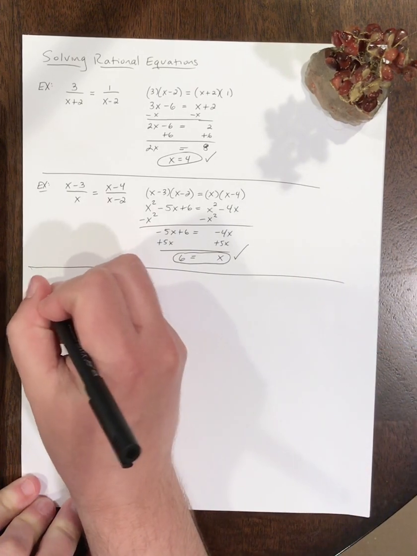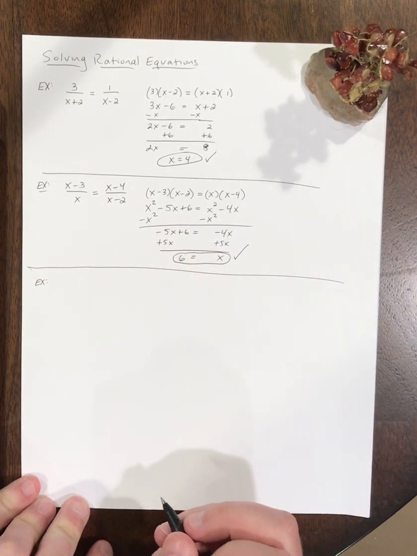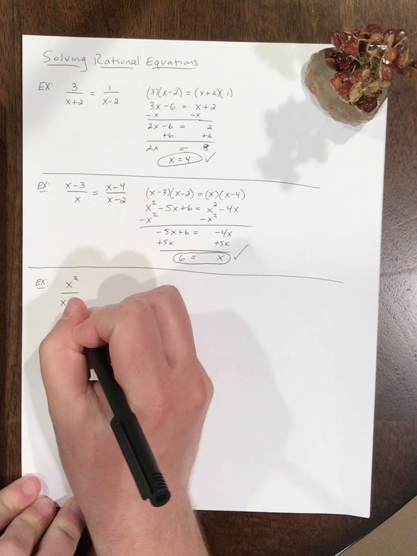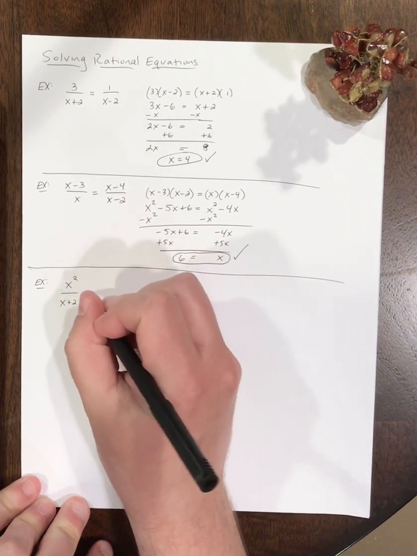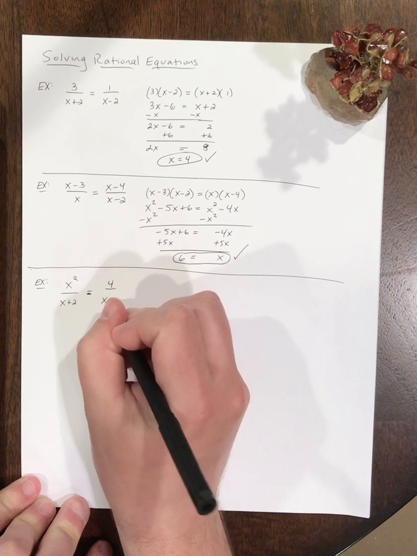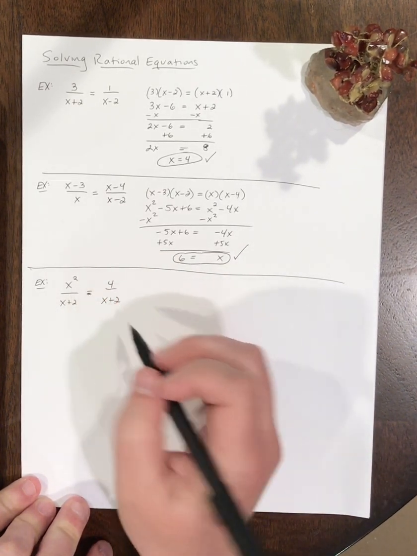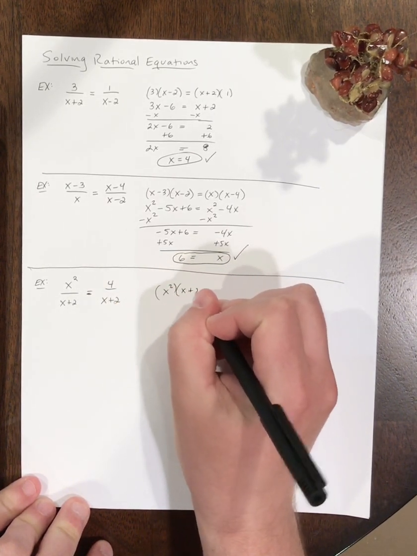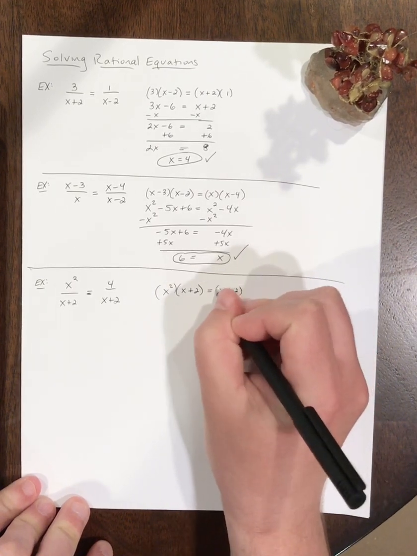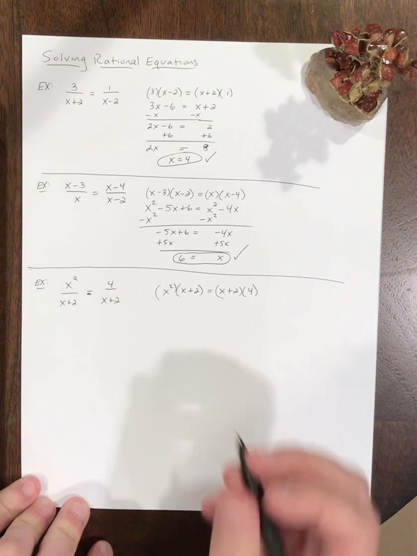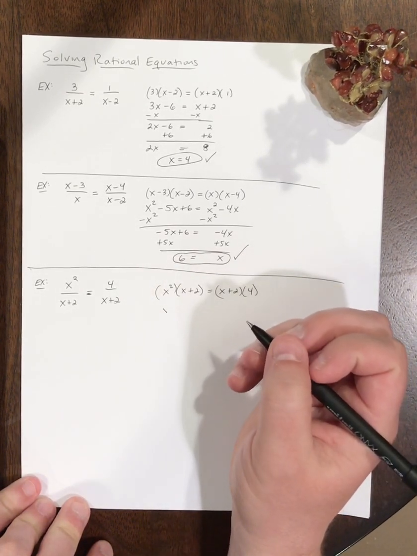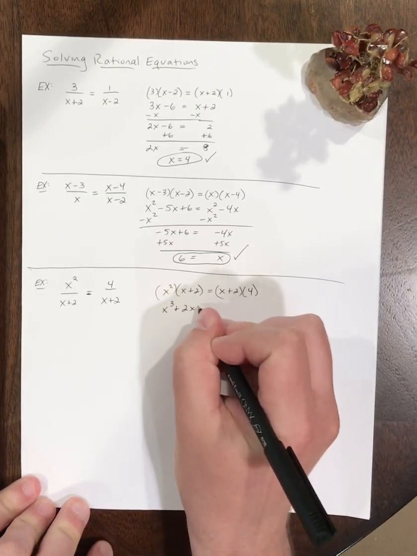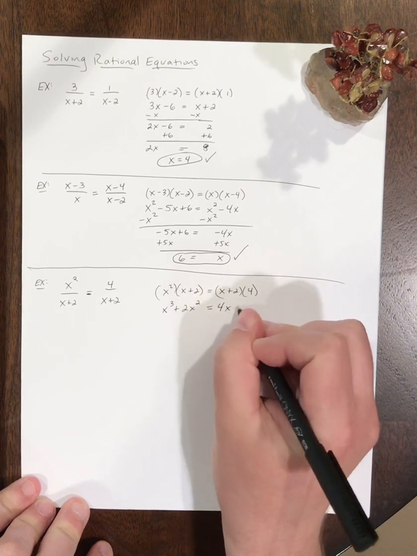So let's see now where we might have one that's a little bit different outcome. So let's do x squared over x plus 2 equals 4 over x plus 2. So you'd multiply, same thing, x squared times x plus 2 has to equal x plus 2 times 4. So this will give me x cubed plus 2x squared equals 4x plus 8.